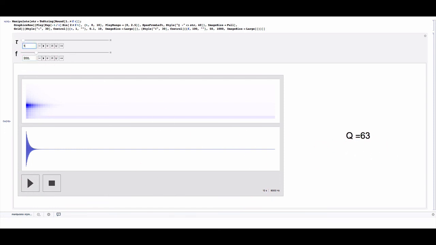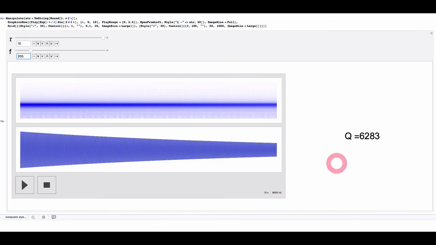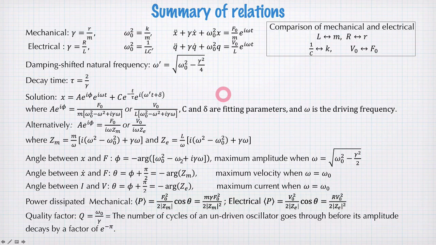Very long decay, then we can barely hear the audio signal die out. The quality factor in this case is around 6,000.